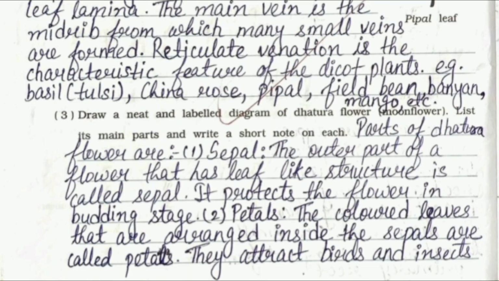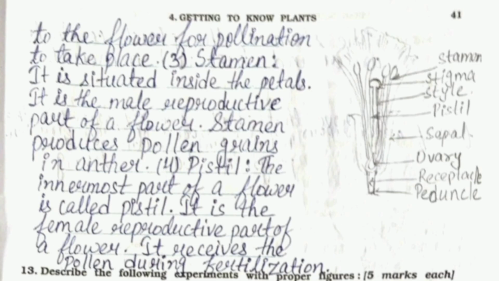Okay. Now the third question is, draw a neat and labeled diagram of Dhatura flower. List its main parts and write a short note on each. So the answer is, parts of Dhatura flower are, first is sepal. The outer part of a flower that has leaf-like structure is called sepal. It protects the flower in budding stage. Second is petals. The colored leaves that are arranged inside the sepals are called petals. They attract the birds and insects to the flower for pollination to take place.